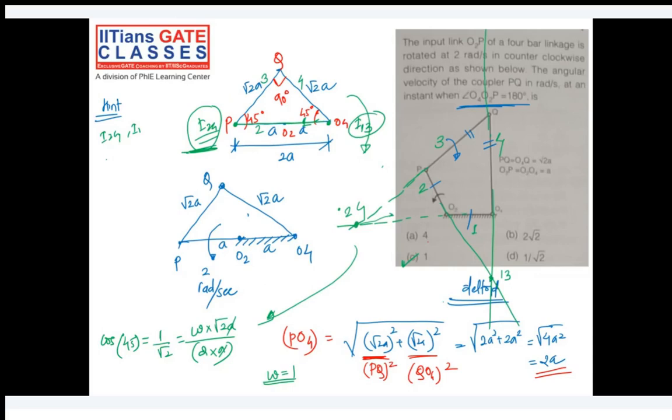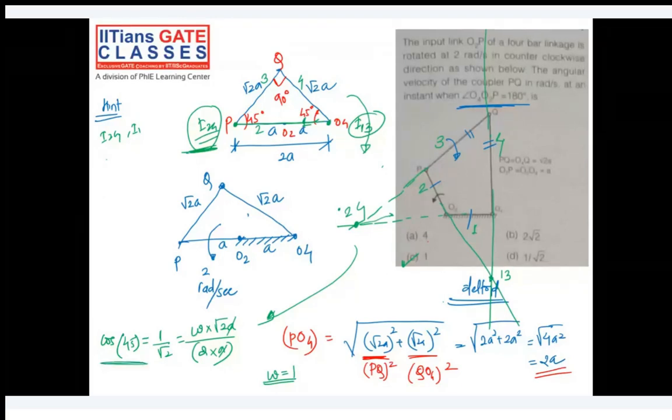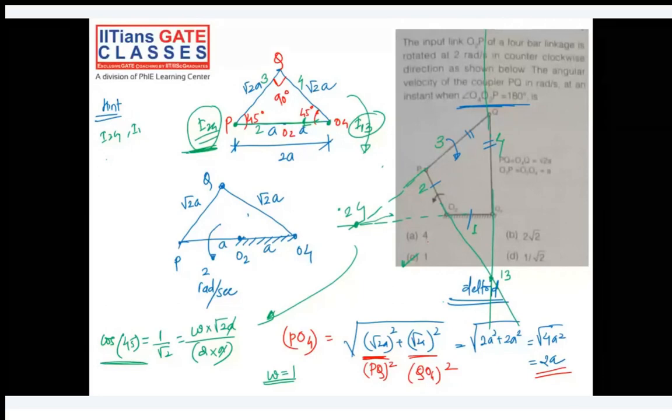I don't think that method will help you solve it quickly here. You will be able to solve it by that method as well, but here you can just take the velocity ratio as I showed. You will be easily able to solve it.